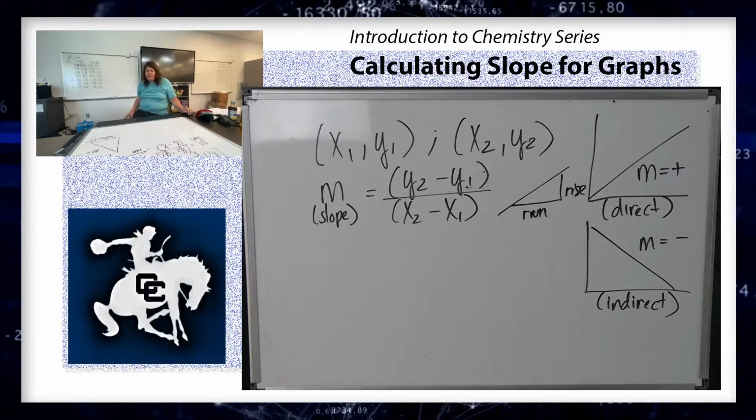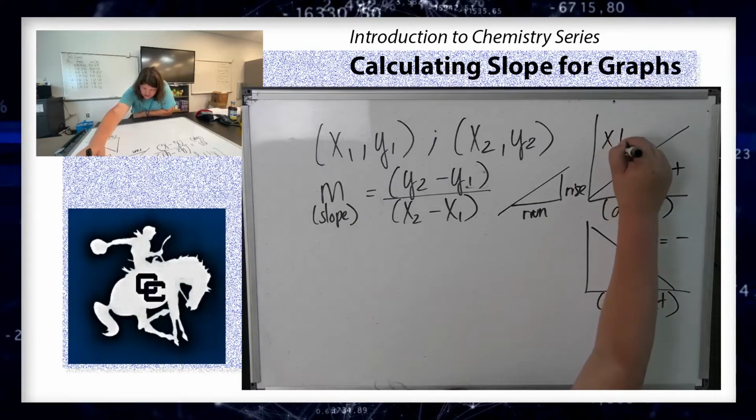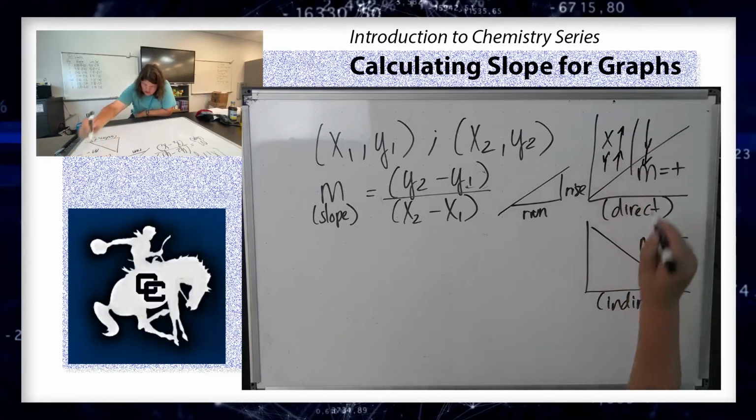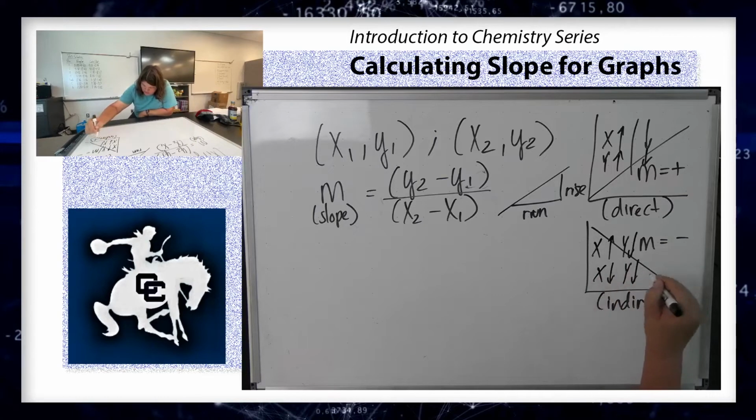Slope comes in two flavors, a positive slope and a negative slope. A positive slope shows y and x both going up. X goes up, y goes up, or they both go down. In an indirect relationship, x might go up while y goes down, or x might go down as y goes up. That gives us a negative slope.